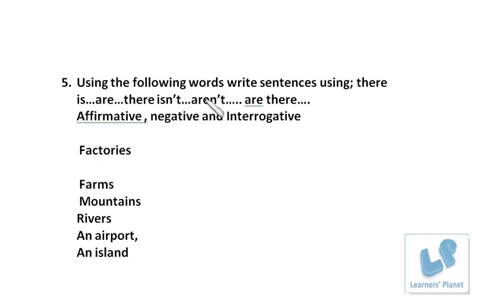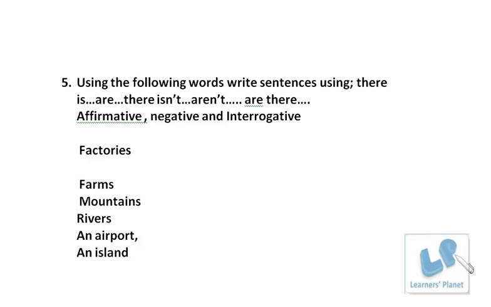Now one more exercise. Using the following words, write sentences using there is, are, there isn't, aren't, are there. That means precisely we have to make affirmative, negative and interrogative sentences using these words, right? So you can make sentences of your own. I just put few examples. There are many factories near my house. Okay, or there aren't any factories near my house, right? There are so many farms, or there are 4 farms, 5 farms, whatever you wish, you can put up the number. There are many farms around my house.